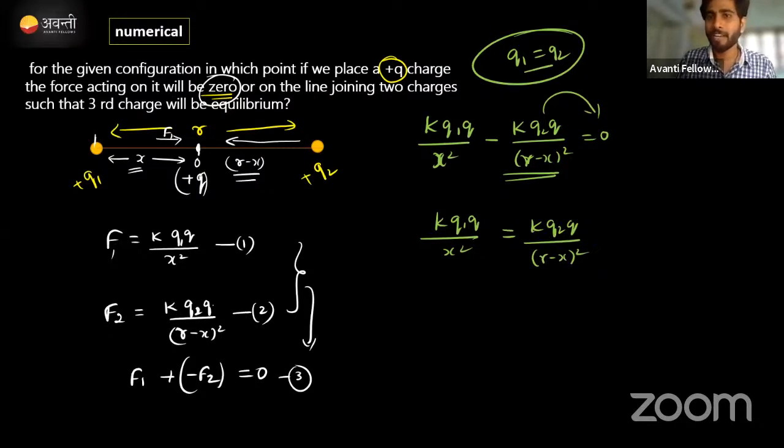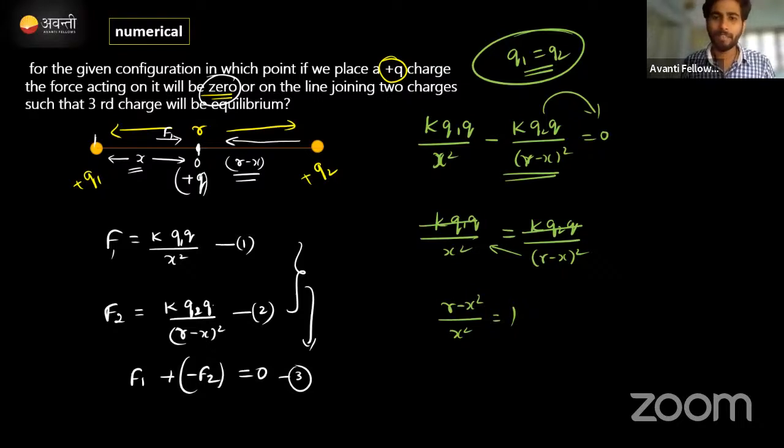I have said Q1 is equal to Q2. Hence, these three terms will cancel each other. The remaining thing will be 1 by X square on one side, and on the right hand side 1 by R minus X square. Okay, cross multiply this one. What happens with cross multiplication? R minus X square divided by X square will be equal to 1.